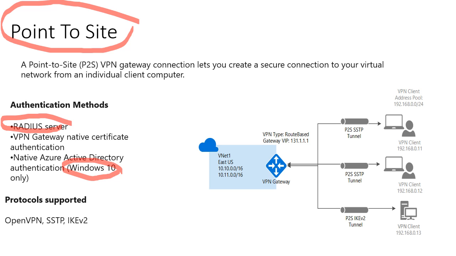And last one, IKEv2. It's a standards based IPsec VPN solution that can be used to connect Mac devices, 10.11 and above. So if you want your Mac users to connect to VPN through this point to site VPN, you can set up this protocol.